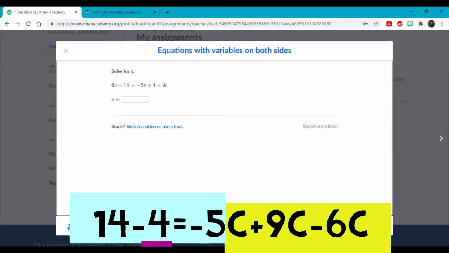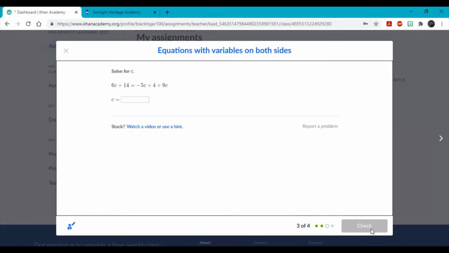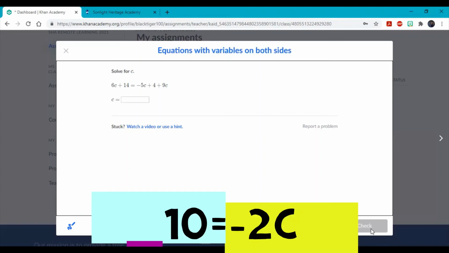So now we've combined like terms. Let's simplify that. 14 minus 4 we know is 10. Negative 5C plus 9C is positive 4. It's the same thing as 9 minus 5. Remember, these are commutative, right? 9 minus 5. So that's 4C. And positive 4C minus 6C is negative 2C. So now we have 10 is equal to negative 2C.